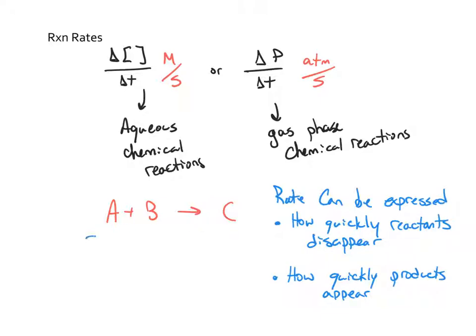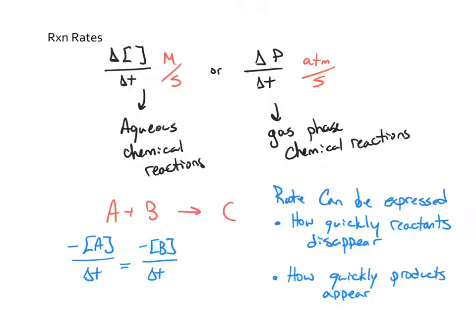So A is going to be disappearing. So A, the concentration of A goes down over a certain period of time, and that's the same as the concentration of B, since these are in a 1-to-1 stoichiometric ratio. And we're going to talk about how stoichiometry plays a role in a rate of reaction here in the not too distant future.